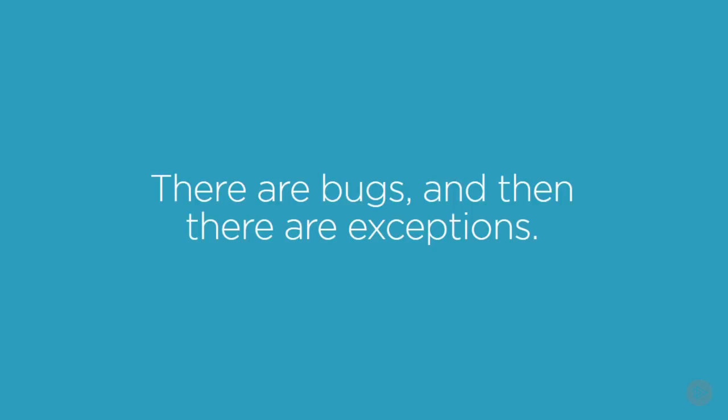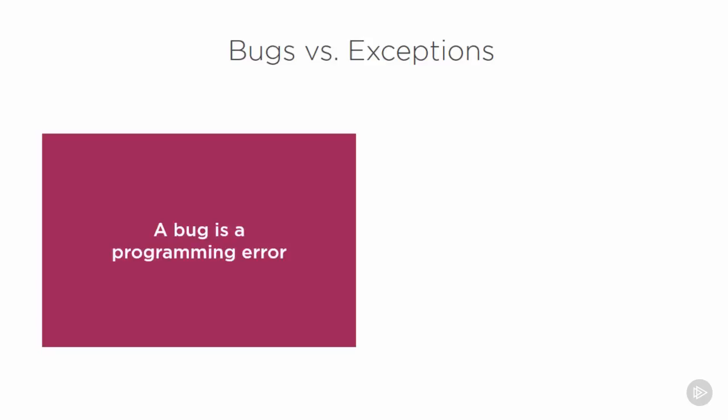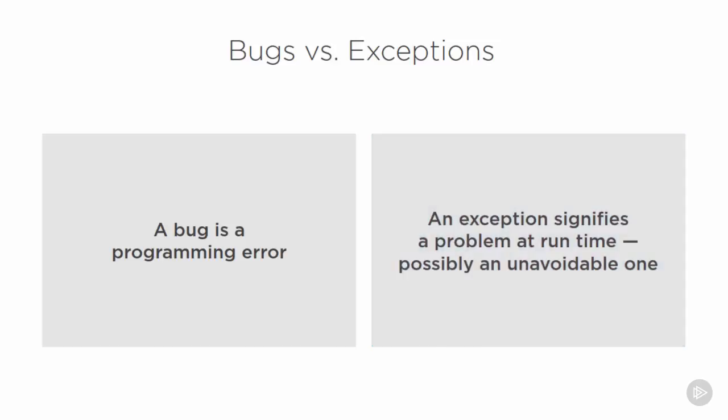Bugs are programmer errors. Exceptions are quite different. It's important to draw that distinction. A bug is a programming error, while an exception indicates that something went wrong at runtime, and what went wrong may not be something you can anticipate or avoid.